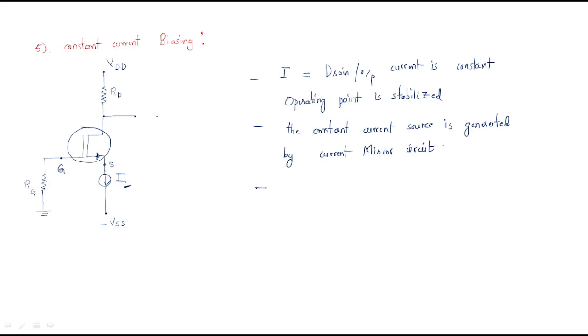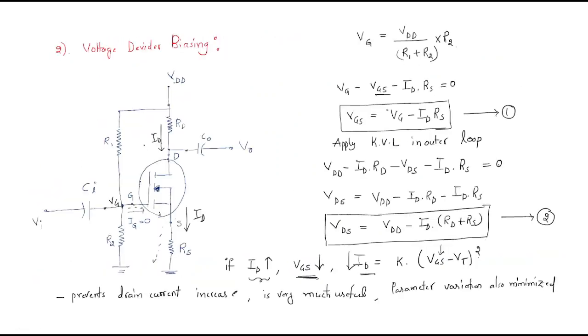This constant current biasing method is a very robust method, very tough, more robust than the other methods. This method is simple: putting in a constant current, which is provided by the current mirror circuit. So these are the biasing techniques of the E MOSFET.